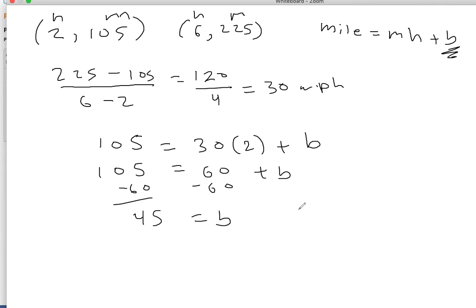And so what this means, in our final, let me write this, miles would equal slope, which was 30, times h, our hours, plus 45. What this means is we started 45 miles outside of Seattle. So I think that's where you're getting hung up in your thinking on why isn't that working right. And it's because it didn't start where you think. So hopefully that cleared it up for you.